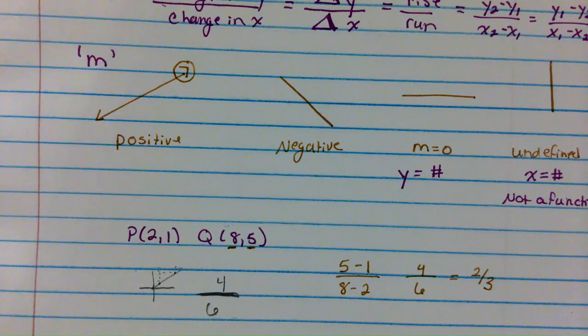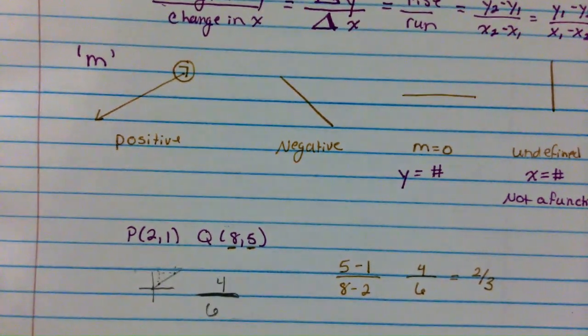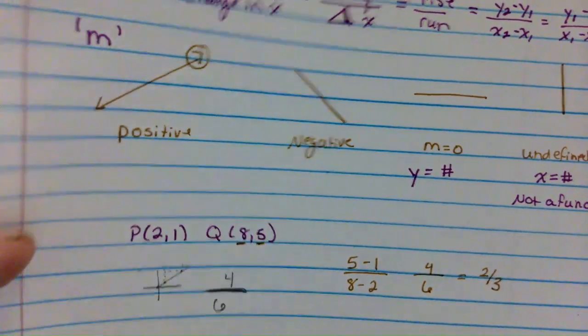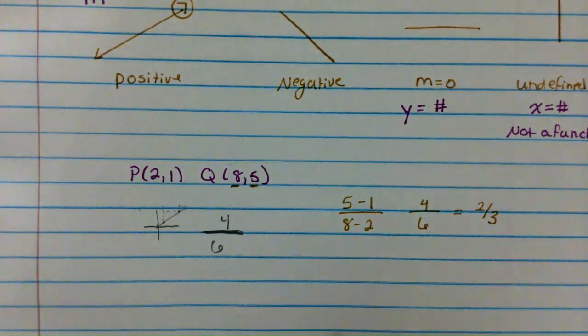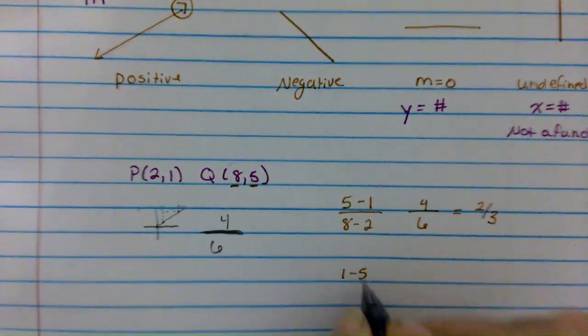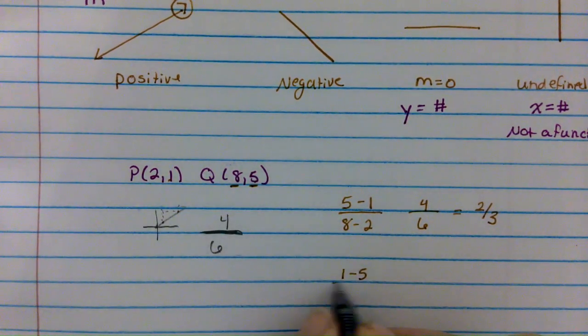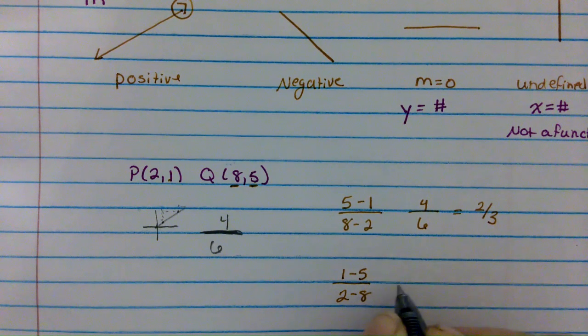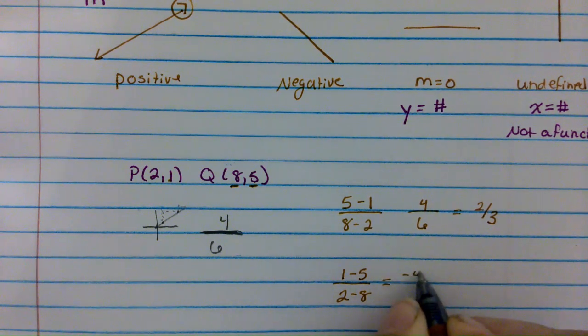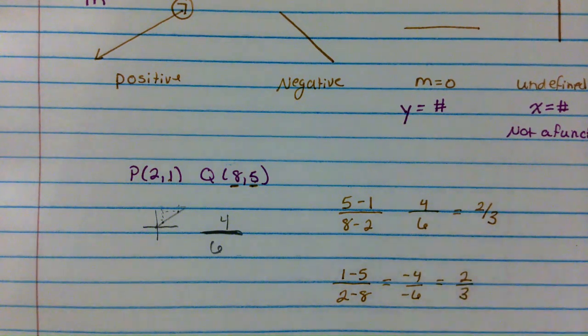Please always reduce them. Now, just to prove a point and to prove that it doesn't matter, what if I had done, instead of 5 minus 1, what if I had done 1 minus 5? Well, if I do 1 minus 5, I have to do 2 minus 8. And I get negative 4 over negative 6, which is still positive 2/3. So that's okay as well. So can we put them down and count? Yes. It's your up, down, and then over the run.